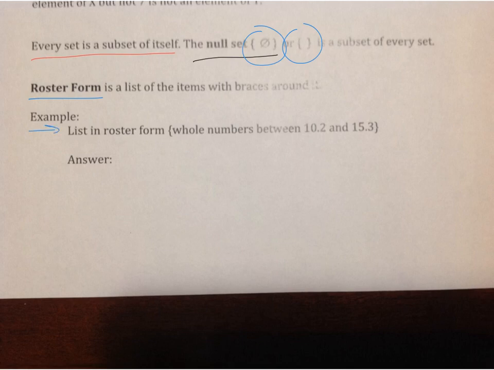So if you have a rule here, list in roster form whole numbers between 10.2 and 15.3, 10 and 2 tenths and 15 and 3 tenths. You would write this, you need your braces, so now you want whole numbers between. So do you start at 10 or do you start at 11? So we're going to start at 11, 12, 13, 14, and 15. And that's how you would write roster form, whole numbers between 10 and 2 tenths and 15 and 3 tenths.